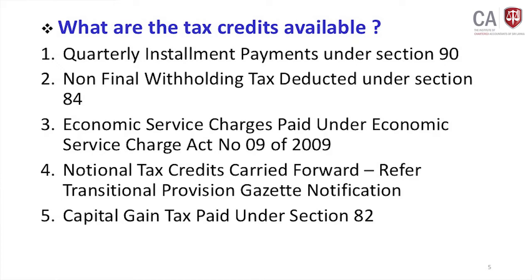Then if there are notional tax credits, in the earlier act we had notional tax credits on secondary market instruments, for example, treasury bills and treasury bonds. If such notional tax credits are carried forward to 2018-19, then we can claim such notional tax credits up to 3 years of assessment after this act came into effect. That means 18-19, 19-20 and 20-21. I think it's clear.